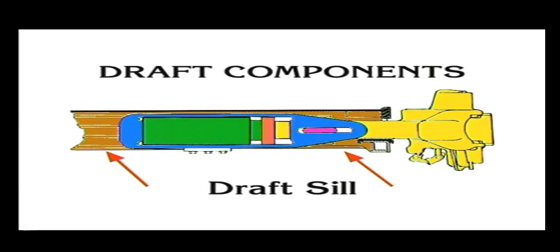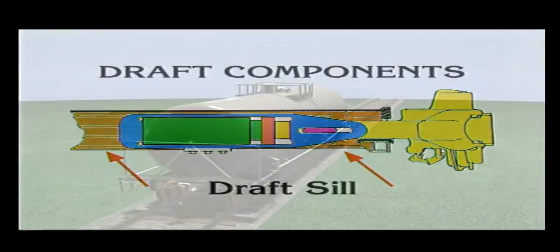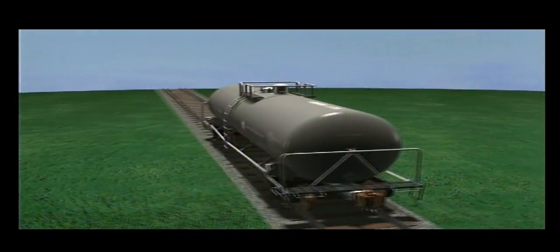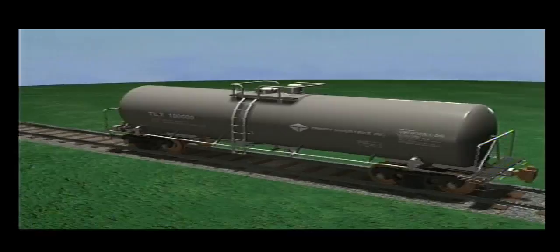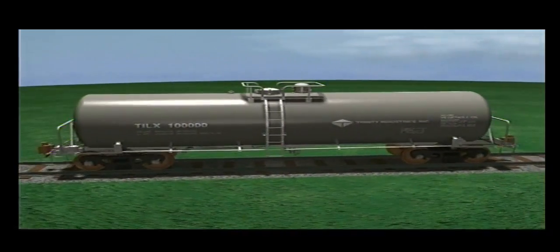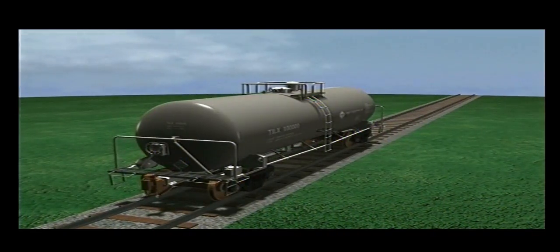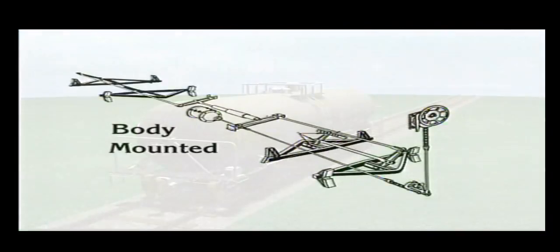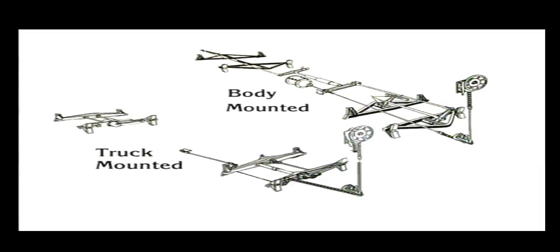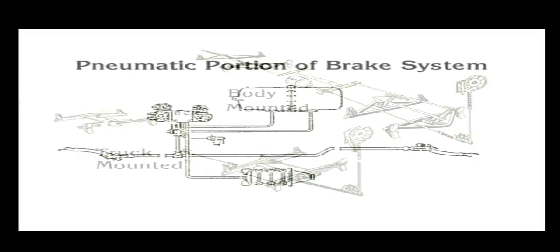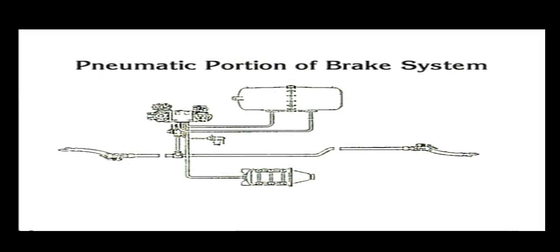We have learned about the systems that move a tank car. Now let's talk about the systems that are used to stop a tank car. Slowing down or stopping a tank car is accomplished by equipping each car with a pneumatic mechanical brake system. There are two types of brake systems commonly used on tank cars: body-mounted brakes and truck-mounted brakes. The differences between these two systems are in the mechanical portions. The pneumatic portions of both systems are very similar.